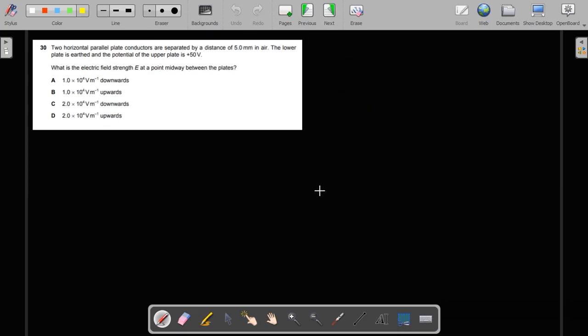Question 30. Two horizontal parallel plate conductors are separated by a distance of 5 mm in air. The lower plate is earthed and the potential of the upper plate is 50 volt. What is the electric field strength at the point midway between the plates? We know that electric field strength equals potential difference divided by distance between the two plates. Potential difference is 50 and distance is 5 millimeter, which is 5 times 10 to the power negative 3 meter. So the answer will be 10,000 volt per meter.